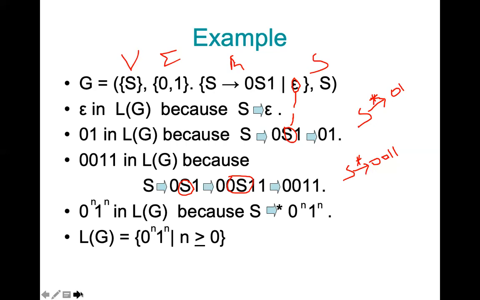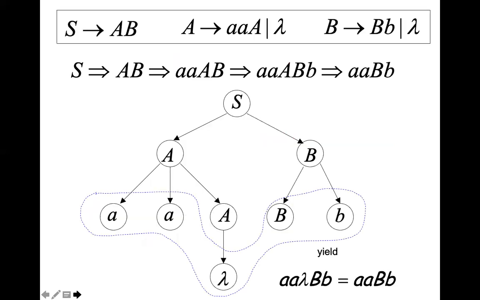So in this language, we can produce an equal number of zeros and an equal number of ones. This is how we can use this language. If you want to produce a string from this language, this is called the yield. And lastly, we can also produce it using the parse tree.